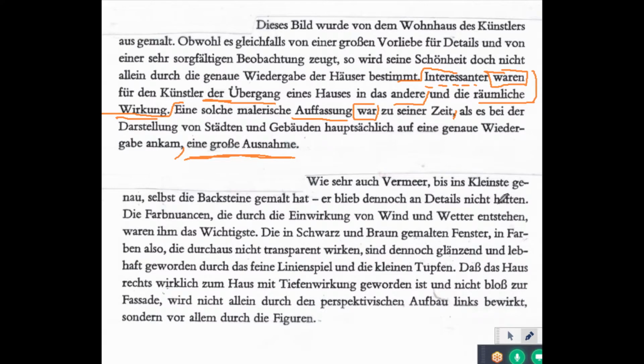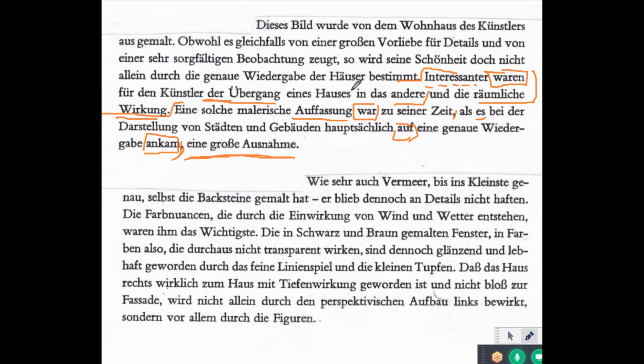And then going on the second half here, als es bei der Darstellung. Where's the verb in that from als all the way to ankam? Well, it's ankam, but I think you need to have the auf in there as well for meaning this time around. Good. So ankommen auf means to be dependent upon. So it was dependent upon, you would say, and then this takes the accusative.